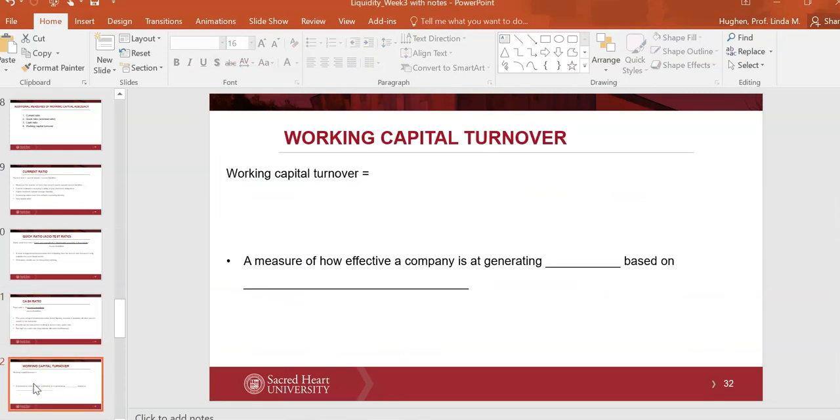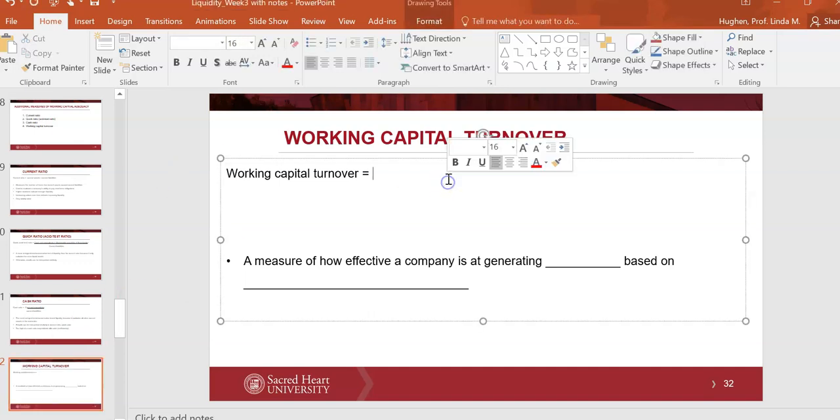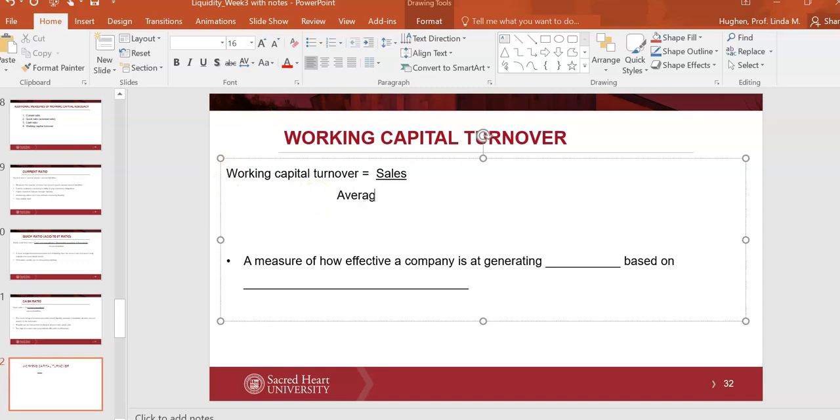Our last measure of liquidity is called the working capital turnover. Working capital turnover is equivalent to a company's sales divided by average working capital. It's a measure of how effective a company is at generating sales, obviously, that's on the numerator, based on the funds that are used in operations.